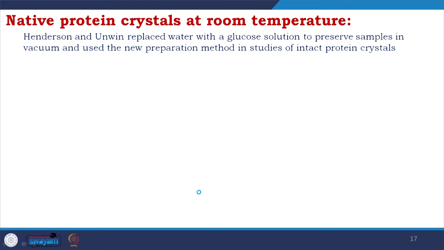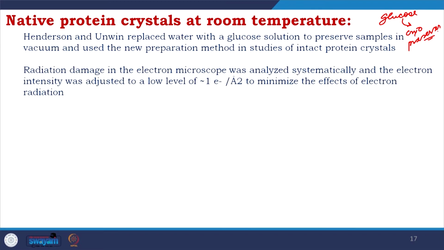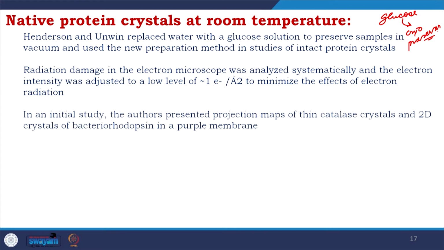So, kind of, as you see in crystallography, you use glucose solution as a cryopreserver. So, Henderson, who actually started with initial studies being a crystallographer, got the idea there and used that. Radiation damage in the electron microscope was analyzed systematically, and the electron intensity was adjusted to a low level to minimize the effect of electron radiation.